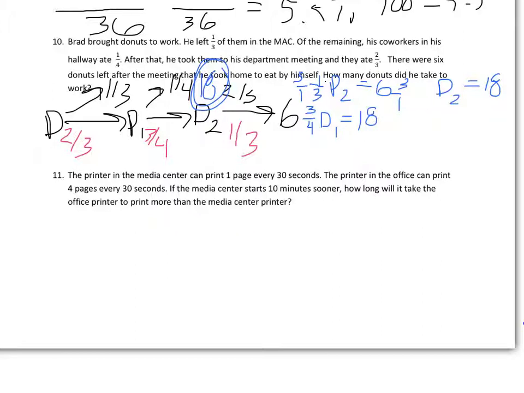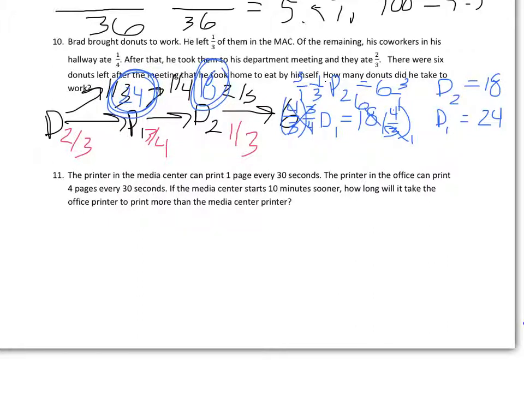So, solving this, we multiply by the reciprocal once again, 4/3. Cancellation over here, so D sub 1 equals, 3 goes into 18 6 times, 6 times 4 is 24, so there were 24 donuts at this point right here.